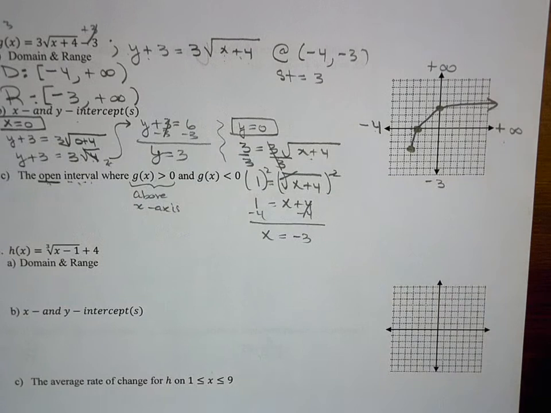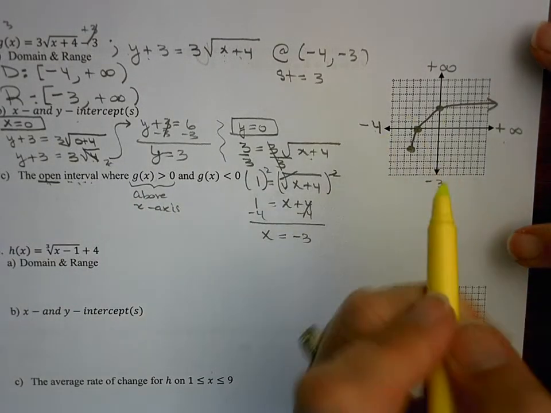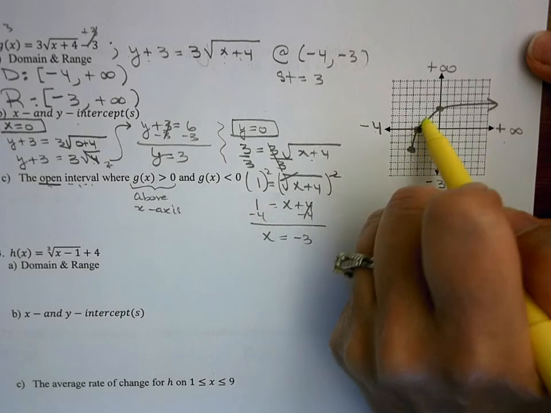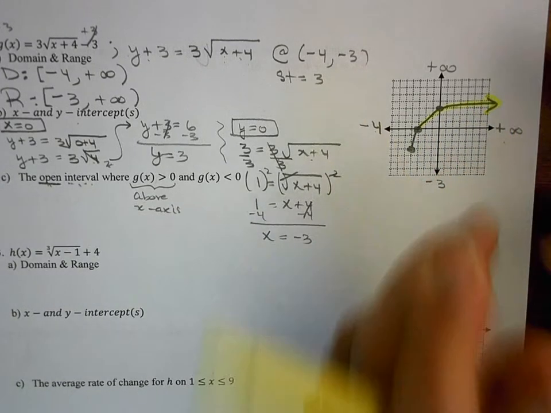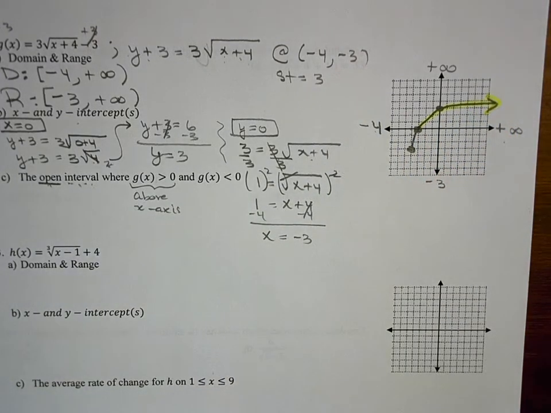So I want to look to see where it is above the x-axis. I'm just going to highlight that so we can see it. Where is my graph above the x-axis? That's on this section right here, right? And again, we're doing open, so parentheses, and then interval: left, comma, right.